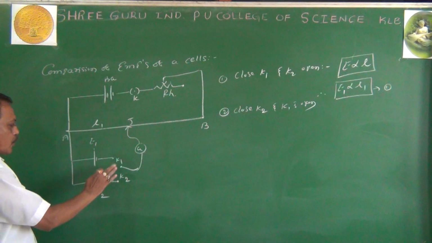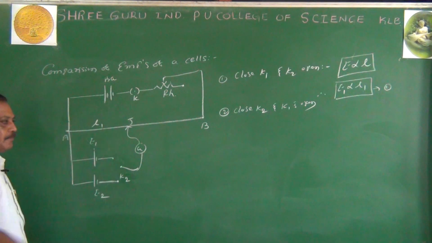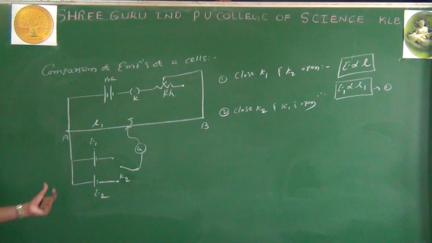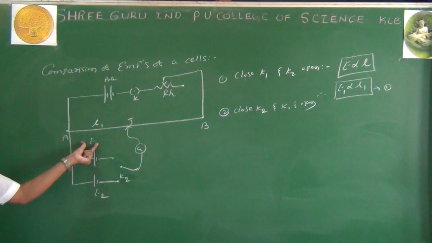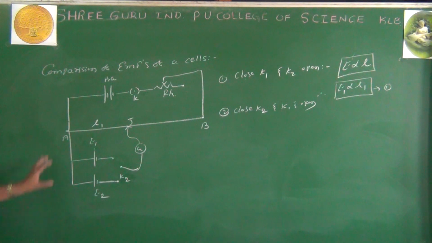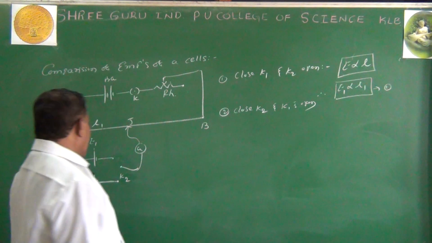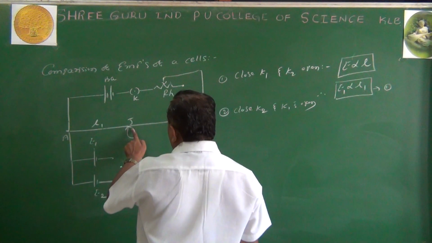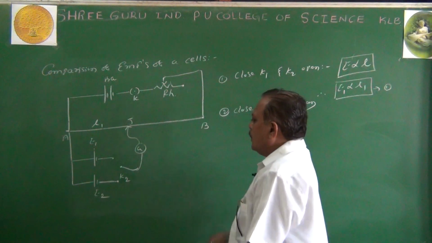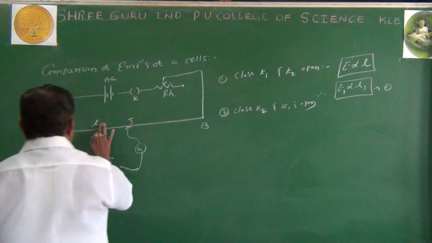When K2 is closed and K1 is open, it means that E2 is included in the circuit. There will be no inclusion of E1. Then again the same procedure: I go on sliding the jockey on the wire from the end A, till I get zero deflection in the galvanometer. Then it measures length L2.